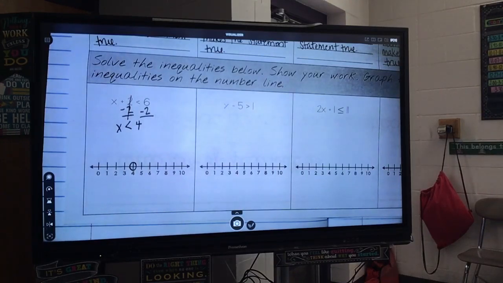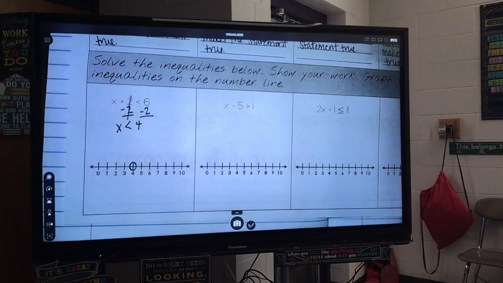4 plus 2 is less than 6. What's 4 plus 2? 6. So it wouldn't make sense. 6 is less than 6. Is that a true statement? No, 6 is not less than 6, it's equal to. So therefore, we know that 4 is not included when we do our graph.